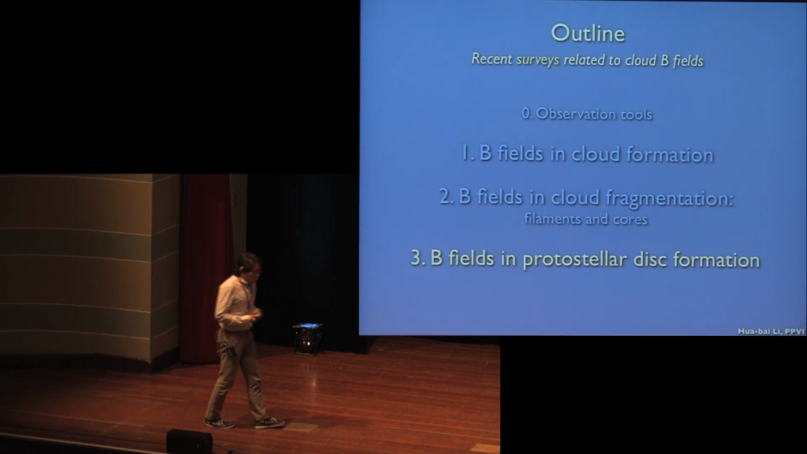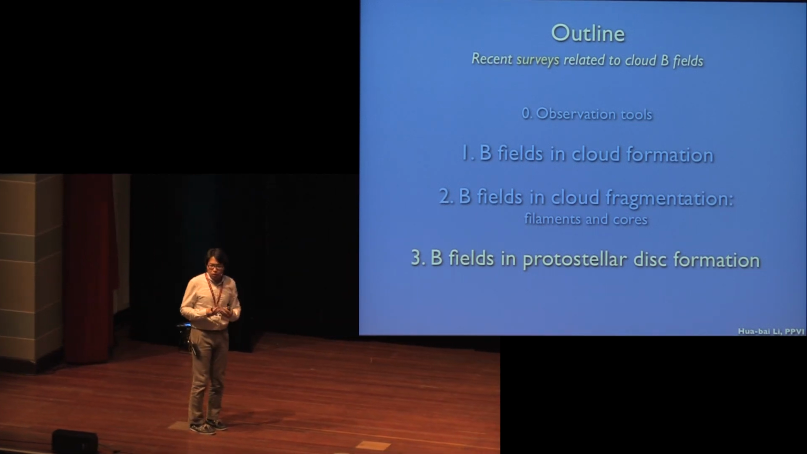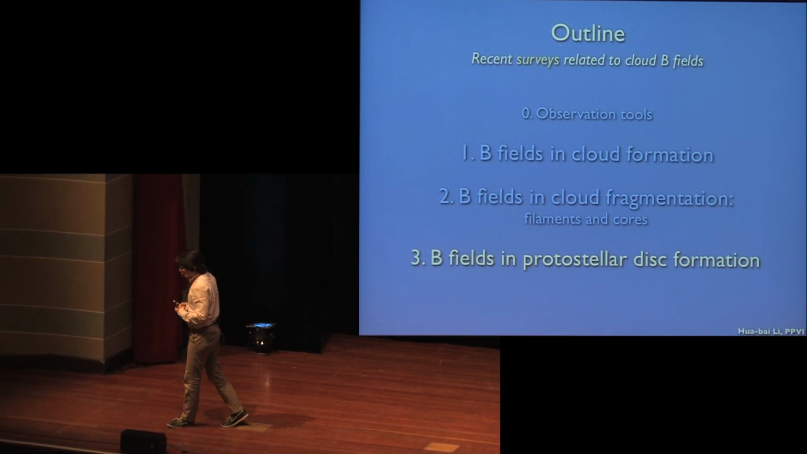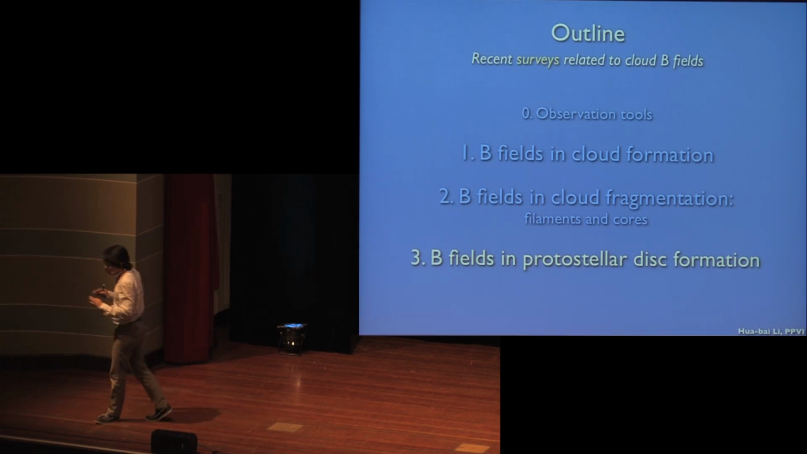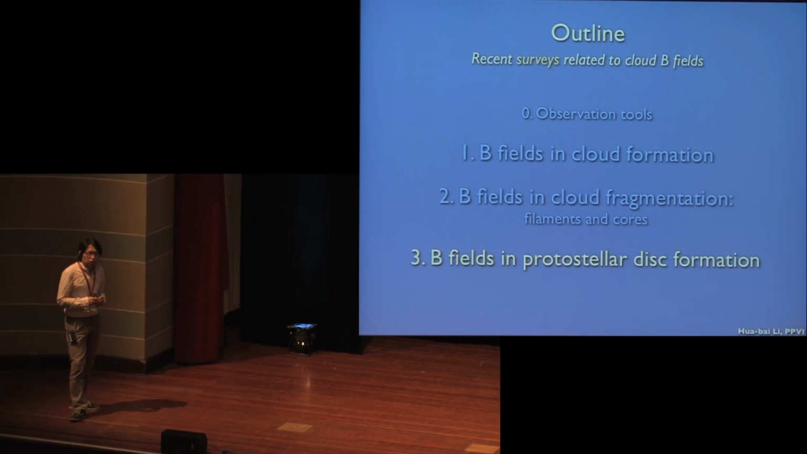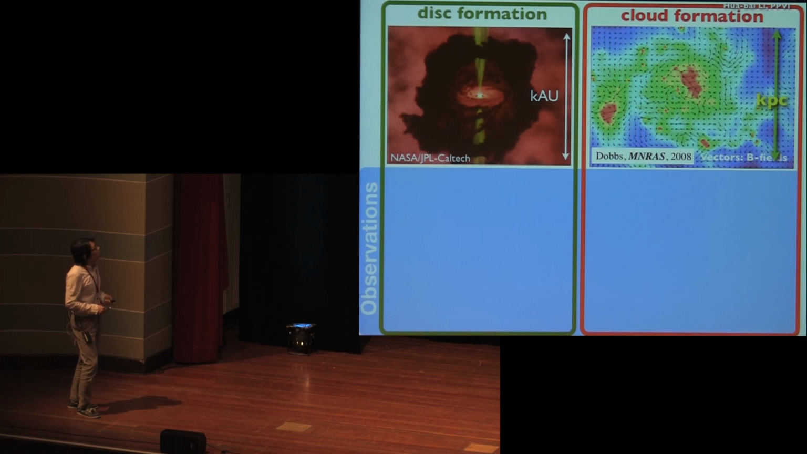Okay, so I think, again, we see some effect of the B field, right? Because we see some tendency of the orientation of filaments and cloud cores related to the B field. So my last topic will be the B field in disk formation.